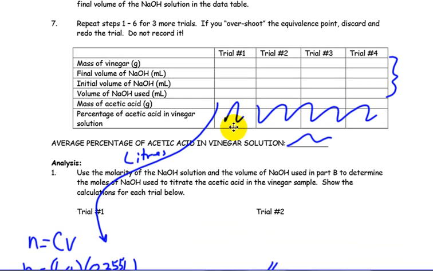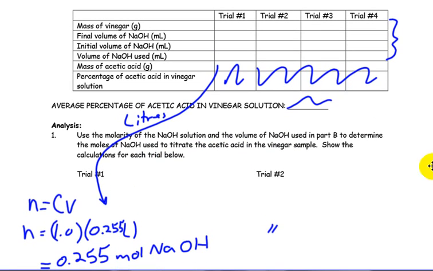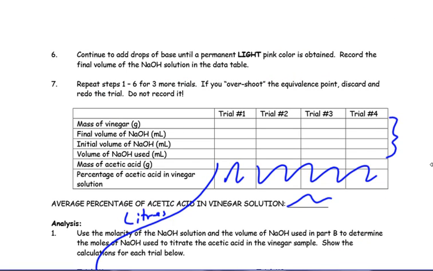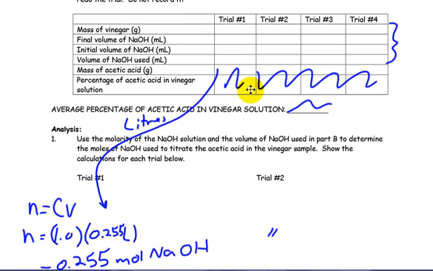Okay? So over here, once you've done each trial, it says here, use the molarity of NaOH solution and the volume of NaOH to determine the moles of NaOH used to titrate the acetic acid. So we have our concentration here, 1.0 molar is what our NaOH is. That's what we were supposed to make. And then what volume did we use here? What volume? So let's say I used 25.5 mL.